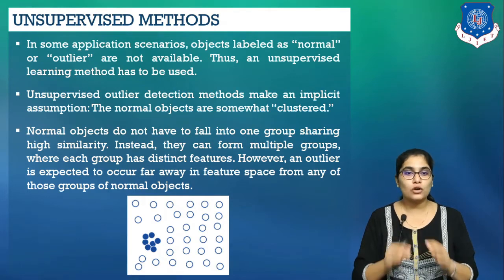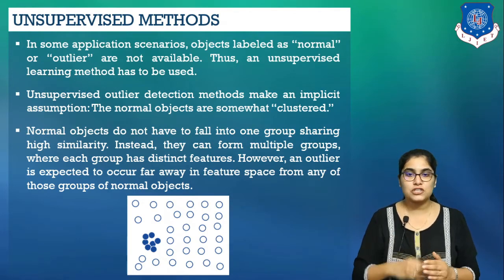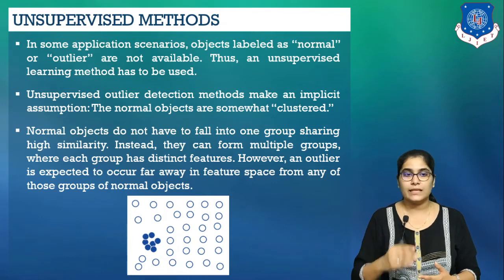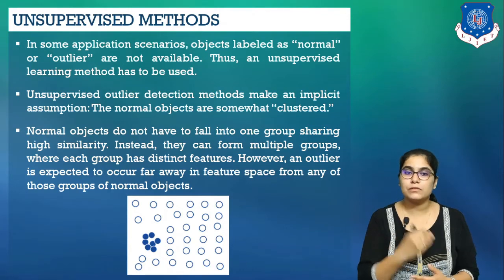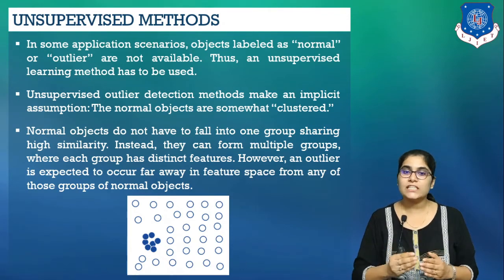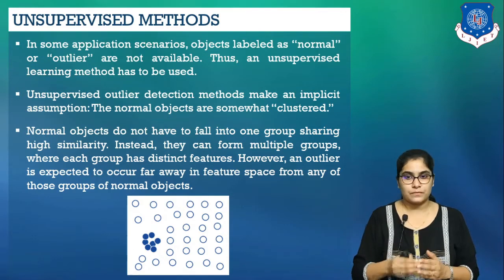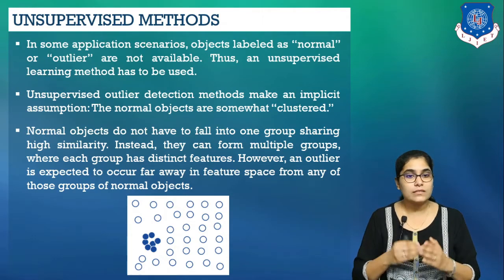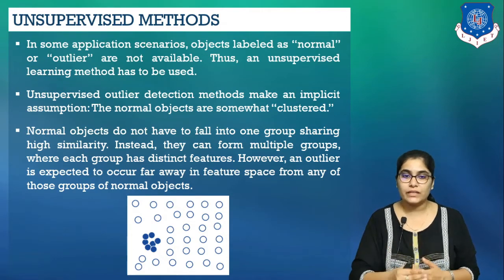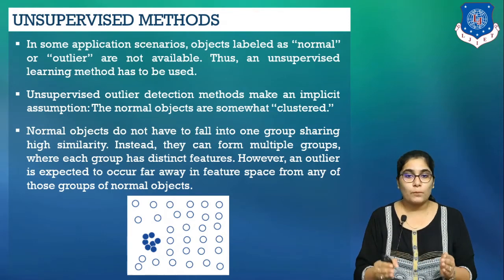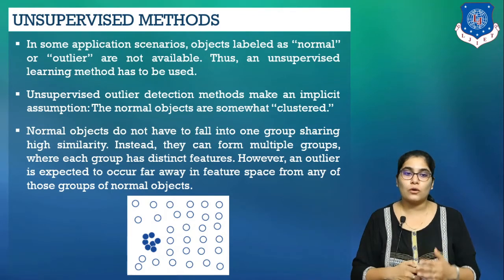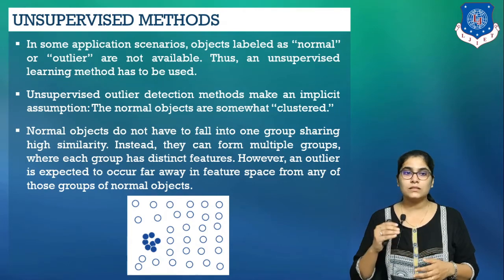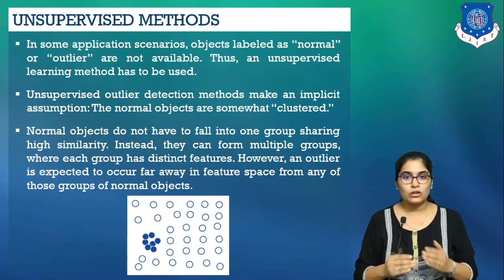Normal objects do not have to fall into one group sharing high similarity. Instead, they can form multiple groups, where each group has different features. However, an outlier is expected to occur far away in feature space from any of those groups of normal objects. This assumption may not be true all the time.